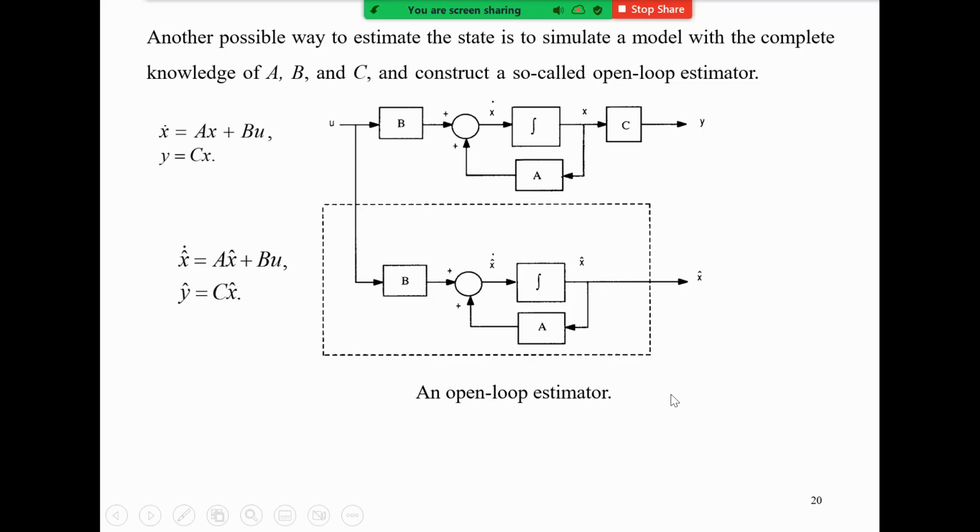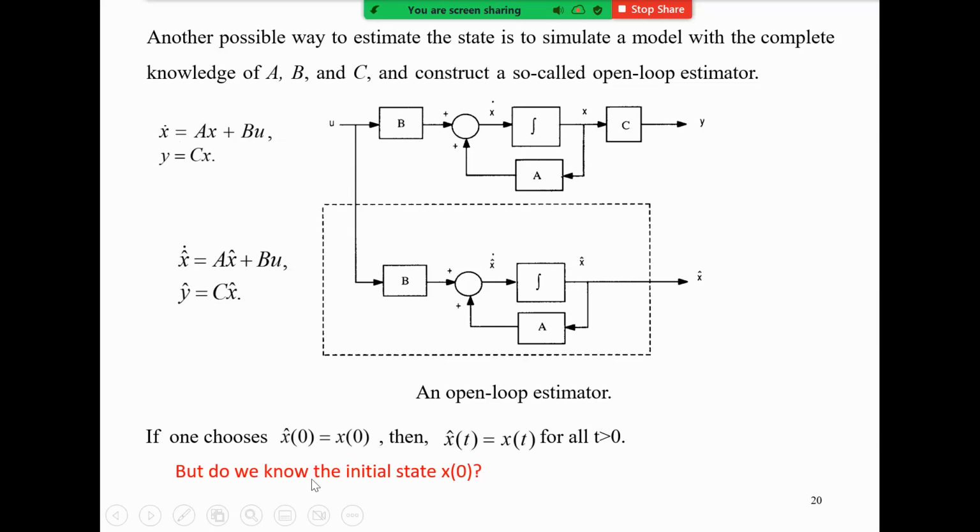The only thing is, you may not know the initial condition. But remember, if x hat has the same initial condition as the state, of course x hat will be equal to x from the beginning. Mathematically, you have the same equation with the same initial condition, so you have the same solution. But of course, the only problem is, do we know the initial state?